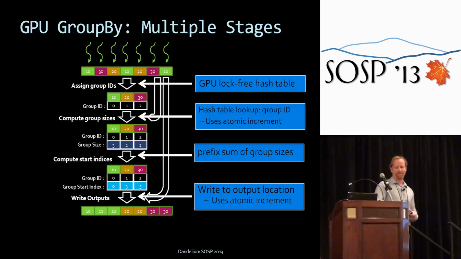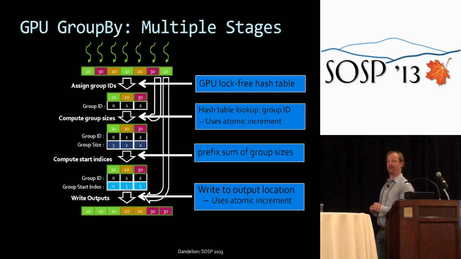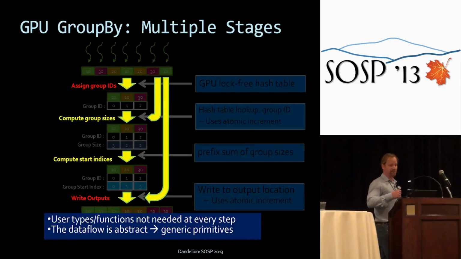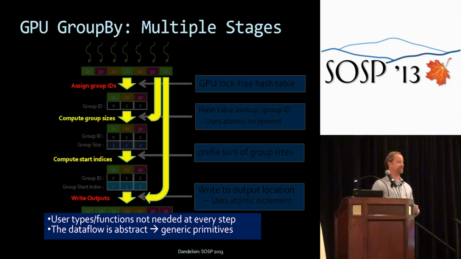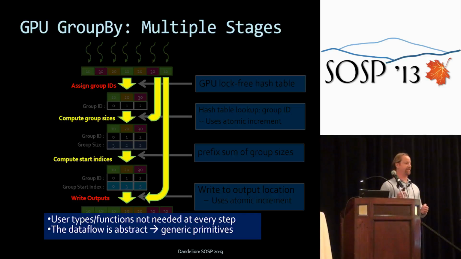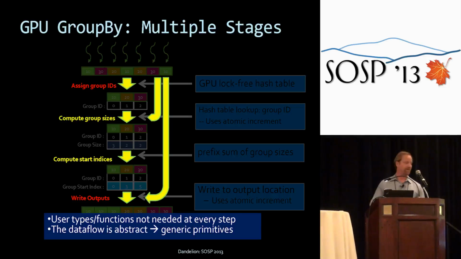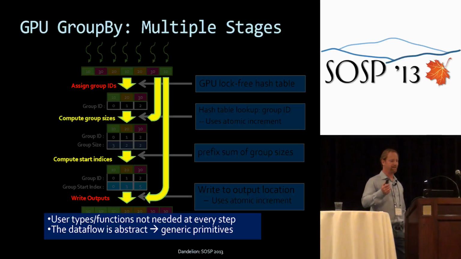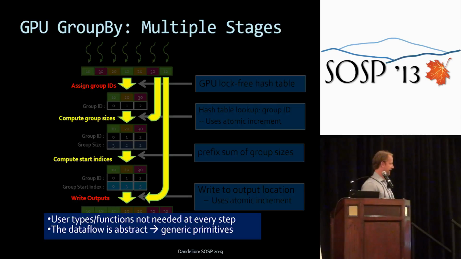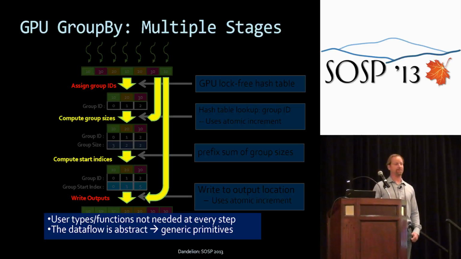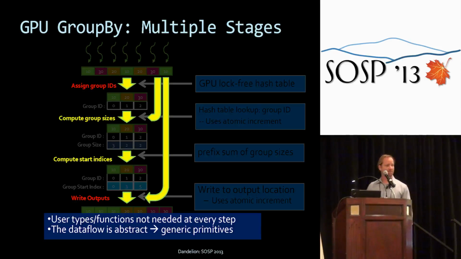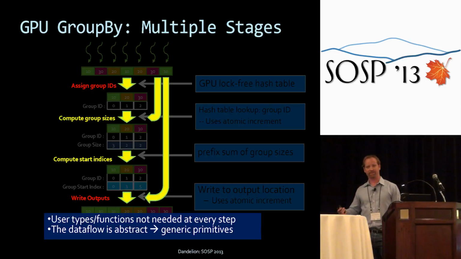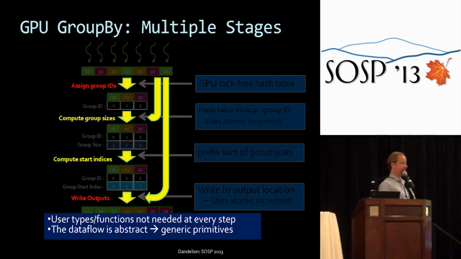Now, why have I taken the time to go to this level of detail about how to implement a GPU-based GroupBy? There are a few reasons. The first is to make the observation that the user types and functions that are in the original query are not actually referenced at every step in this problem decomposition. In fact, they're only referenced at the places where I've redrawn the text in red. Second, and more importantly, the data flow here is actually abstract in the sense that if I've solved a GroupBy for integers, I've solved it for essentially arbitrary types, which strongly suggests that an approach based on data flow and generic primitives is going to be a good one.